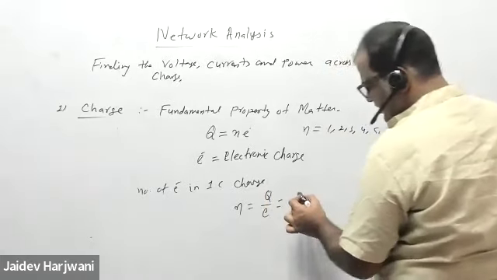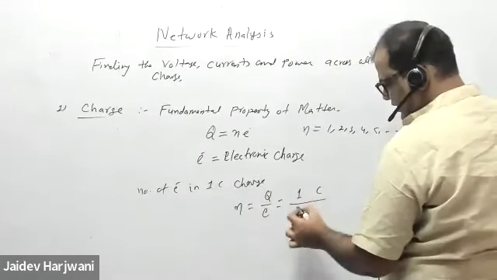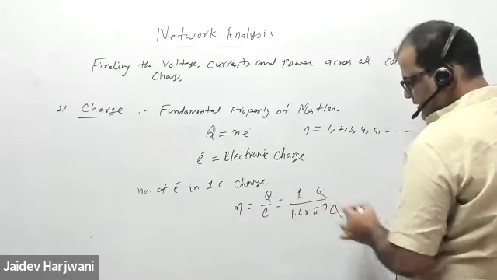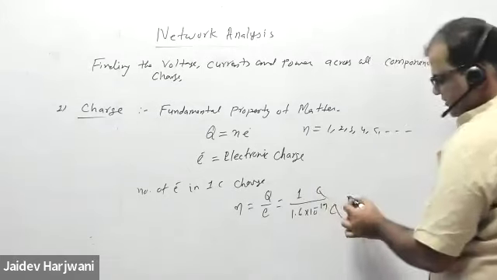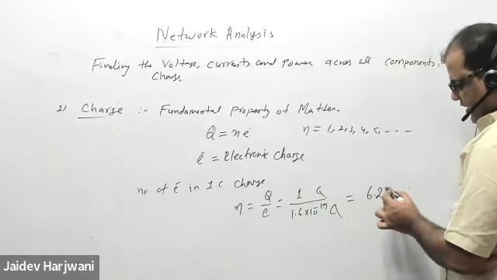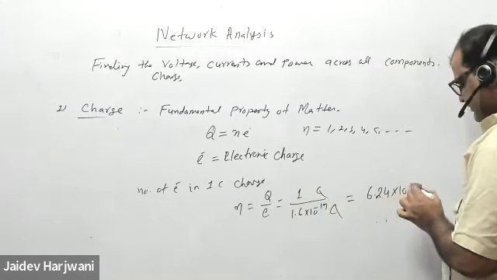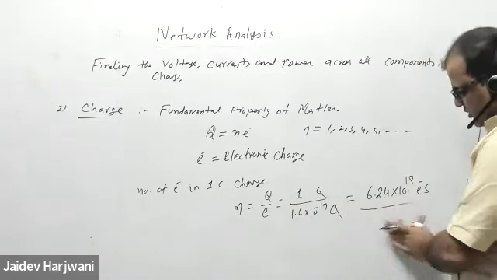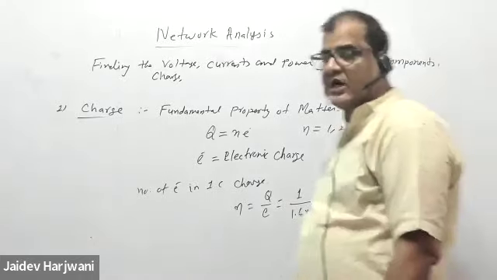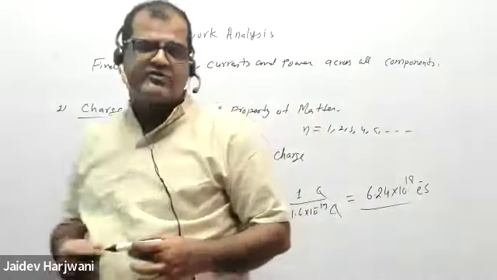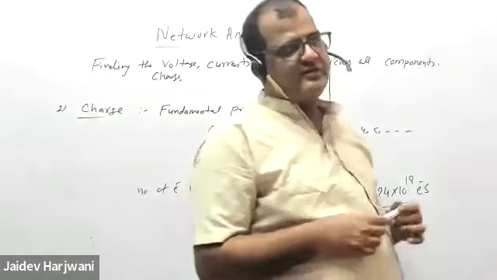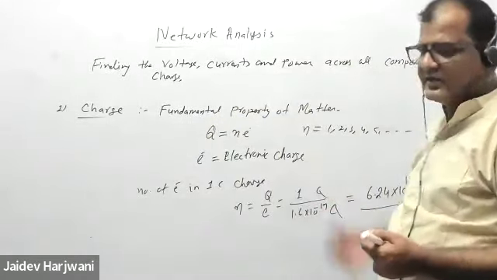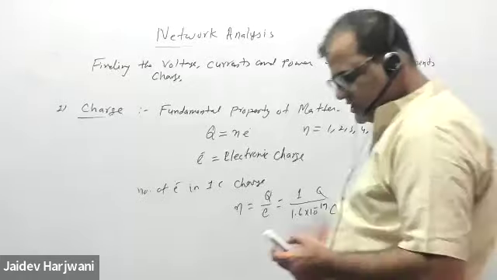This is 1 coulomb, and electron charge is 1.6 into 10 raised to power minus 19 coulomb. The coulomb unit cancels. If you solve this, it will come out 6.24 into 10 raised to power 18 electrons. So this many electrons make one coulomb. The coulomb is a very large unit. Generally we use millicoulomb, microcoulomb in the circuit. So this is the charge.